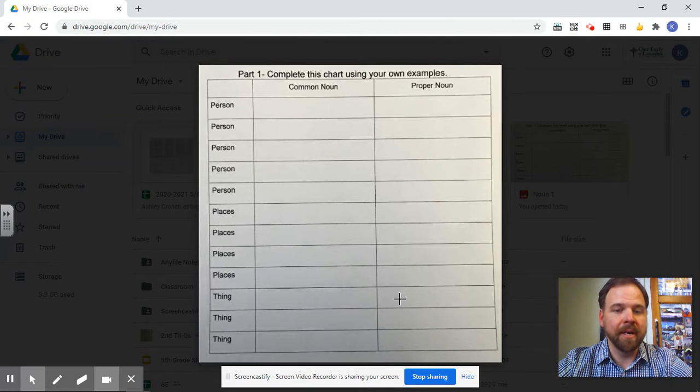Okay. For thing, we talked about religion. If you put religion as a thing and then over here you put Christianity, that would be a good example, even though that one's kind of tricky. Okay, that's all part one.